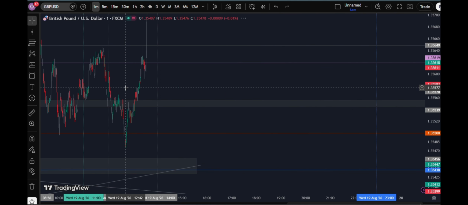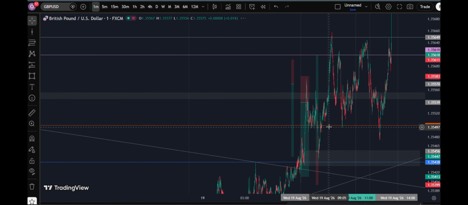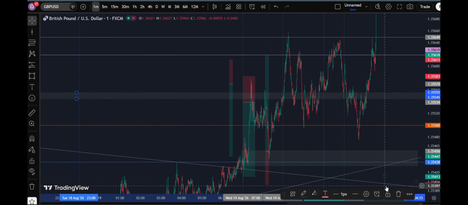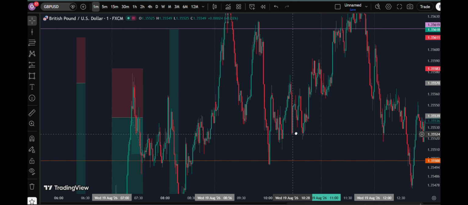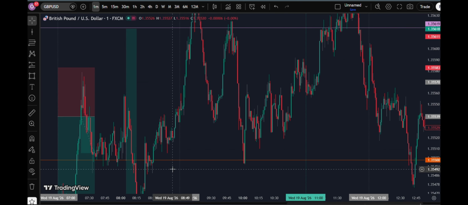So what did I see? Maybe they took out that liquidity. I was looking for a strong order block. We can close this one now, we don't need it. We can see this other block is a strong one. This one is a liquidity.